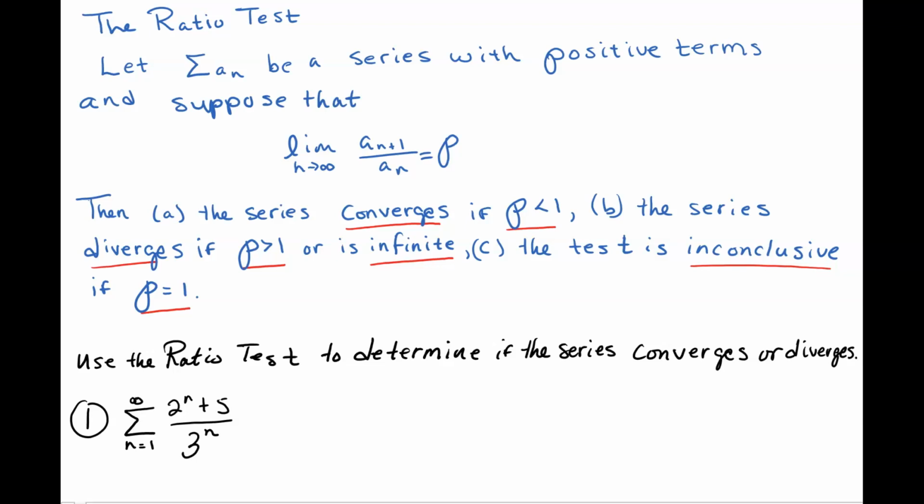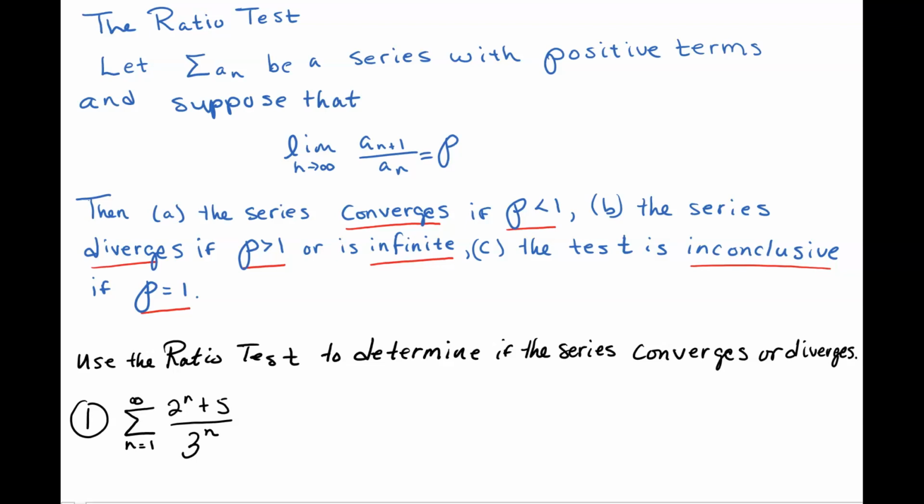So we know that it's going to either converge or diverge up to the nth element, but the very next element should also either converge or diverge. So it says then the series converges if this ratio rho is less than 1. The series will diverge if rho is greater than 1 or is infinite, okay? Or the test will be inconclusive if rho equals 1.